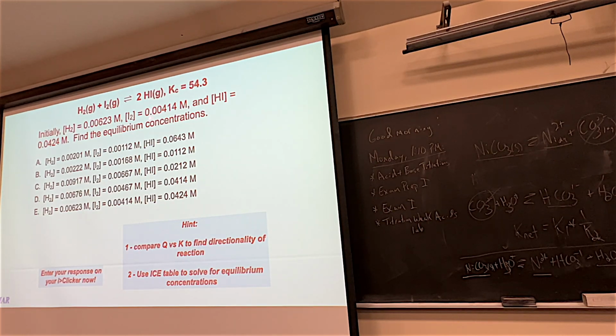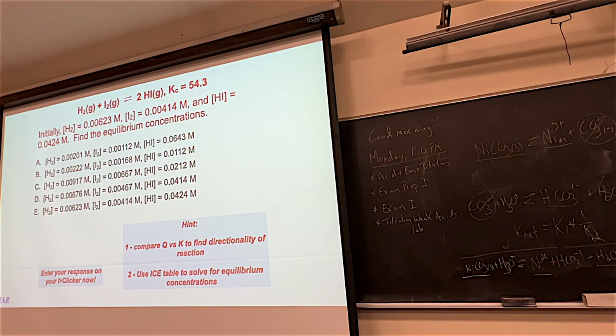We would use these values up here to find Q, compare it to K, and that would tell us the direction, i.e. are H2 and I2 going down and HI going up, or is HI going down and H2 and I2 going up? And once we have that, we would then use the ICE table to solve for the equilibrium concentrations and stuff like that.